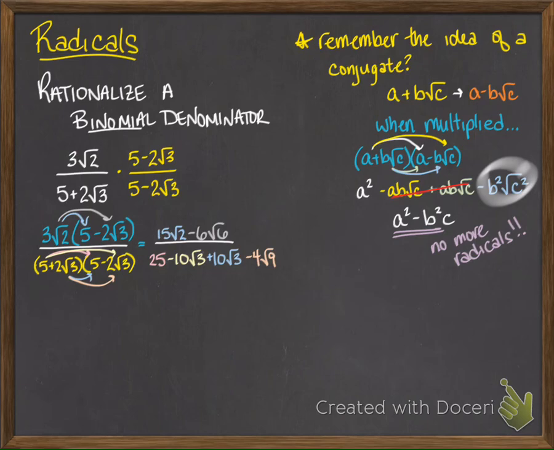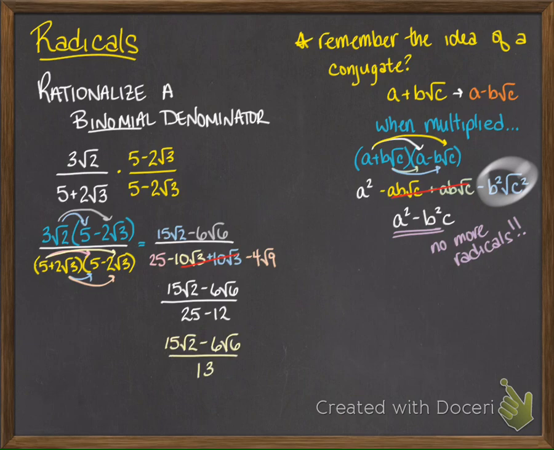But if you look at the results, 25 minus 10 root 3 plus 10 root 3 minus 4 root 9. Those, again, just like our generic example on the right, the middle two terms are going to disappear. We're left with 15 root 2 minus 6 root 6 over 25 minus 12, 12 being 4 times the square root of 9. All said and done, 15 root 2 minus 6 root 6 over 13. No radicals in the denominator. We've successfully rationalized our denominator.